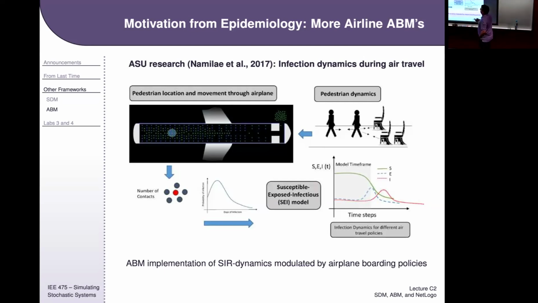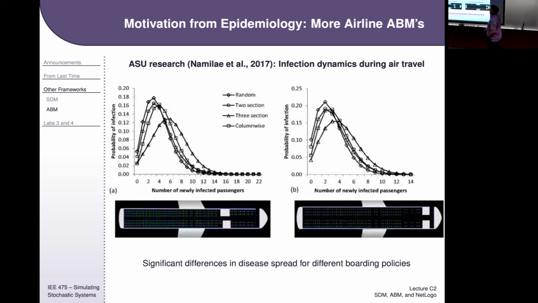And they found, without going into too much detail, that they tested a bunch of different ways you could board a plane, and they have a probability of infection here. And they show that a bunch of these don't really matter, but some of them do have a significantly different distribution of the newly infected passengers. So these three types here have a relatively low mean for newly infected passengers, but this one here, this triangular, this three section, as they call it, that boarding type tends to increase interactions between infectious people and susceptible people.